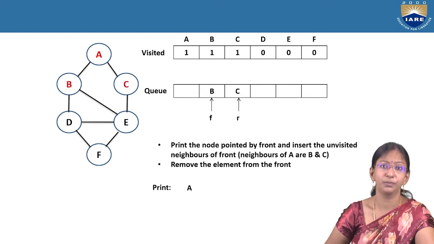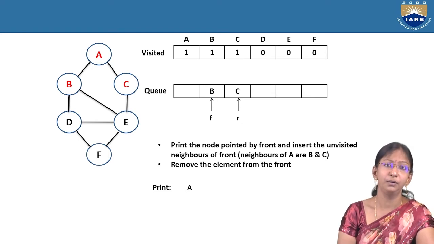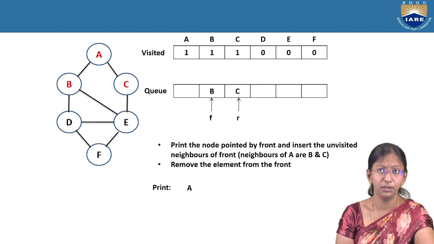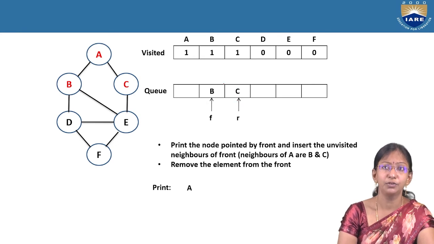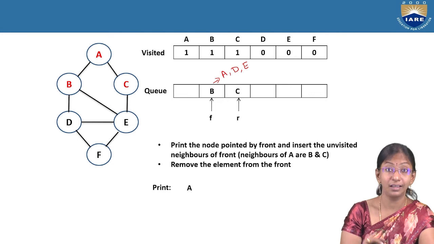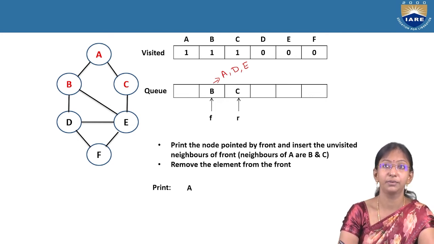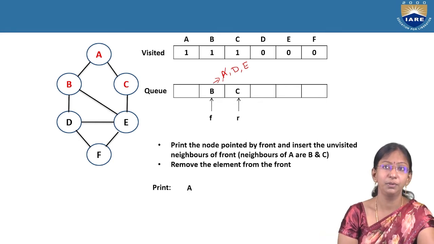So now this is the picture, right? The process continues. Now the front is pointing to B. Am I right? Now my front is pointing to B. So who are all the neighbors of B is my primary point. A, D and E are the neighbors of B. Very good. But my concern is only with the unvisited neighbors. But A is already a visited one. So I am going to discard it, as A has already been visited.